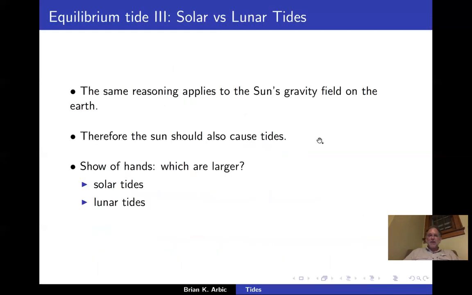So the same reasoning applies to the sun's gravitational field on Earth. The sun should also cause tides. If this was a live lecture, I would ask you to all raise your hands. How many of you think that the solar tides are larger versus the lunar tides? So I'm actually going to pause for a second, because this is an online experience, you could think about that a little bit before I tell you the right answer. So do you think the solar tides are larger, or do you think the lunar tides are larger?